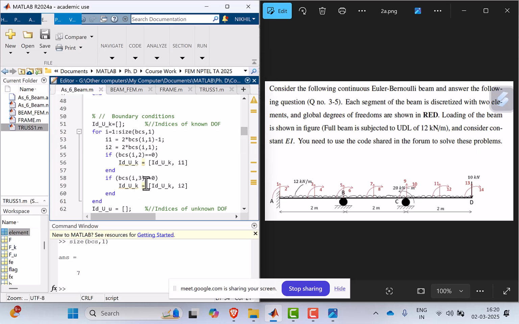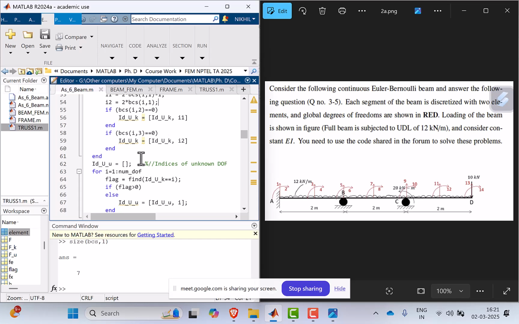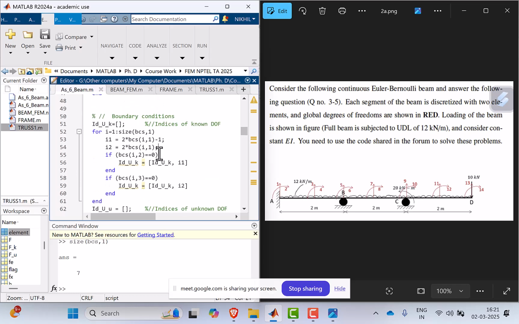If any one of these is 0, it will go in this loop and put a known u as that value. Otherwise, if it is not 0, that will be termed as unknown degree of freedom. For unknown degree of freedom and for all known degrees of freedom, it will give you the id, uk will be updated, and you will get the vector with known uk.